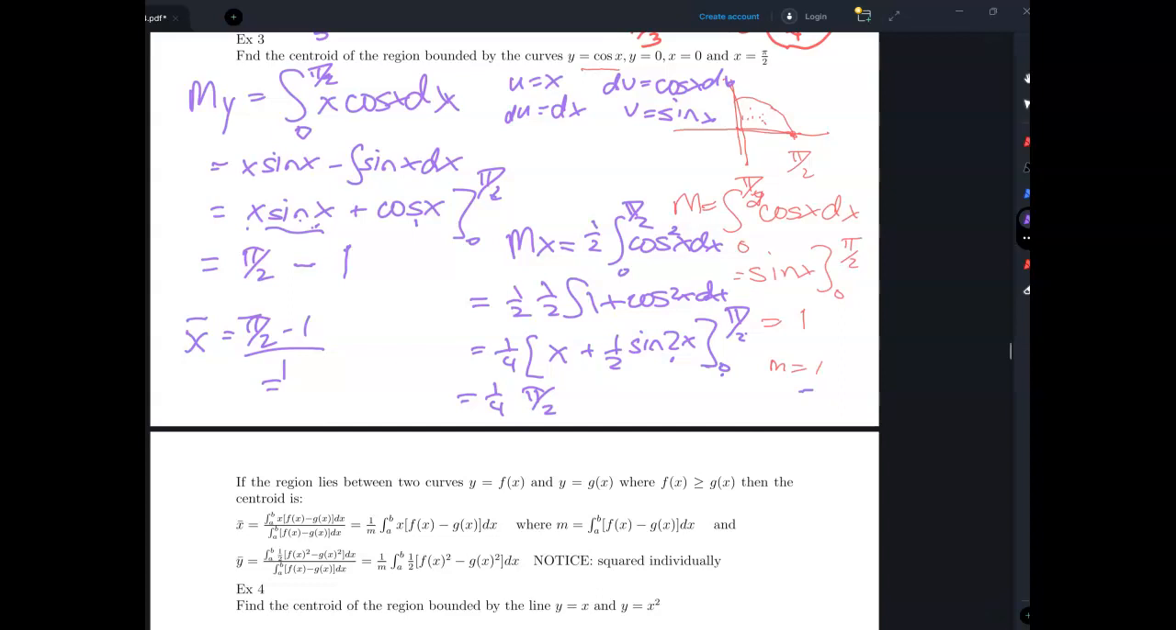So this means that my y bar is pi over 8. So that is the center.